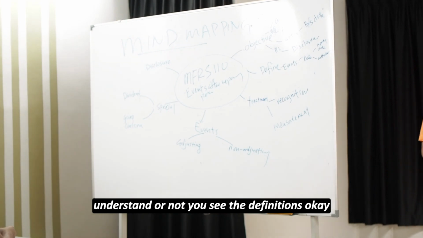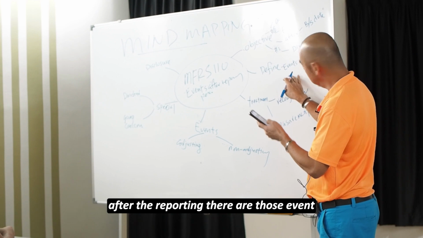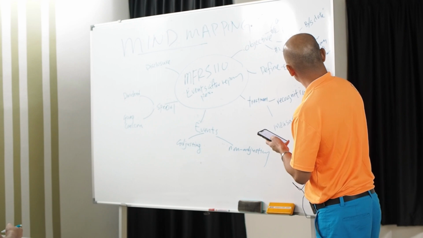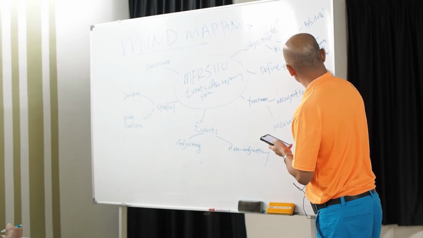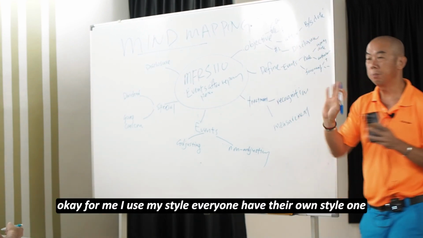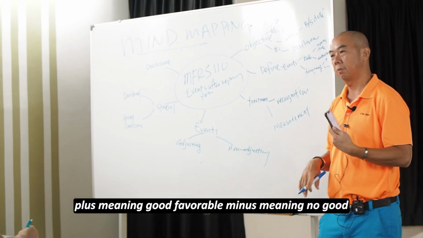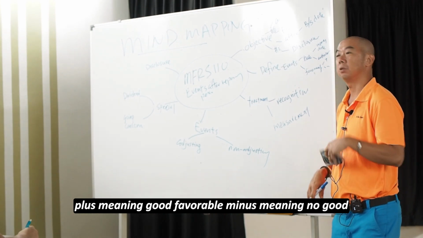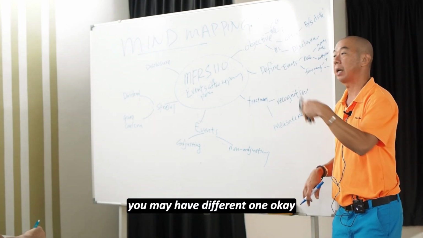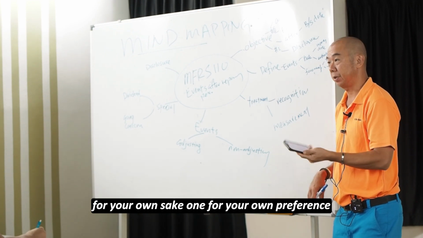Understand or not? You see the definitions? Okay. They define events after the reporting date are those events. They also say that whether this is favorable, okay, jia or qian. For me, I use my style. Everyone has their own style. Plus meaning good, favorable. Minus meaning no good, unfavorable. I only understand what I write. You may have a different one, for your own preference.